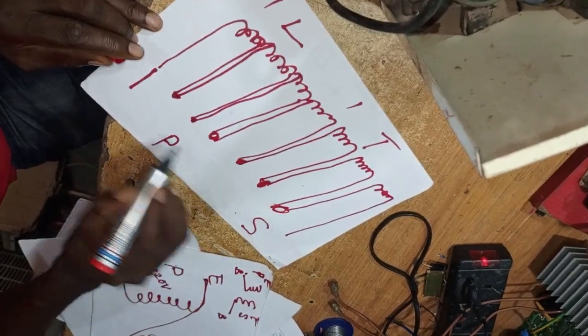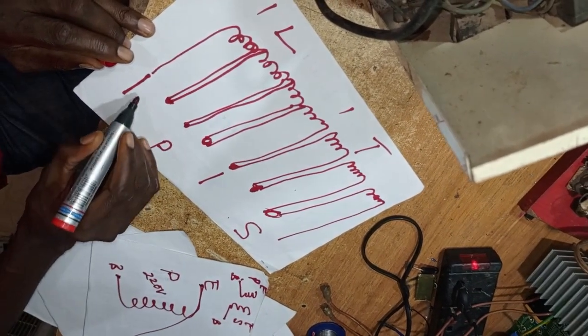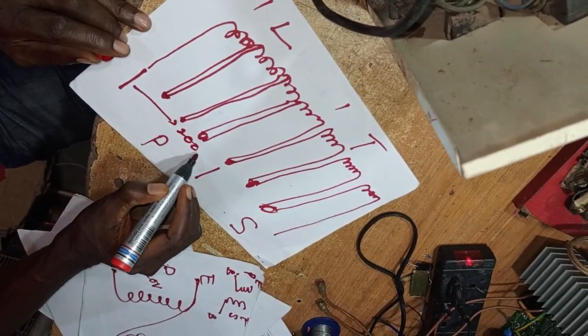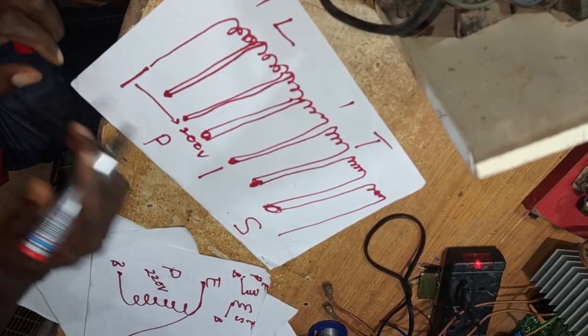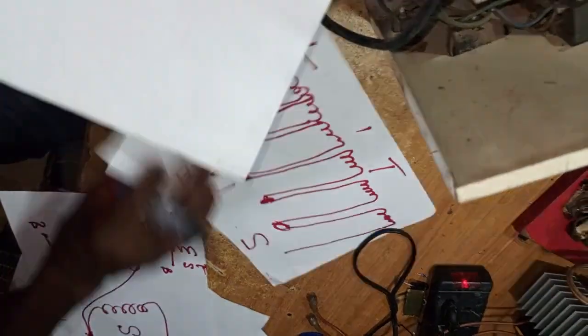So let's say, for example, from here to here we have 200 volts. Now, let me break it down this way again. Let me redo it for you to understand something.